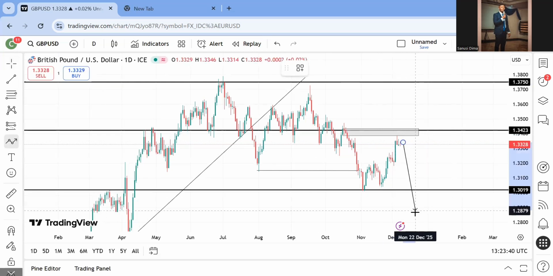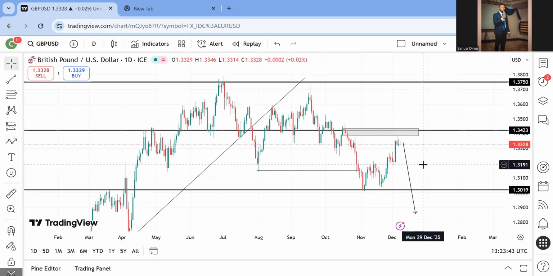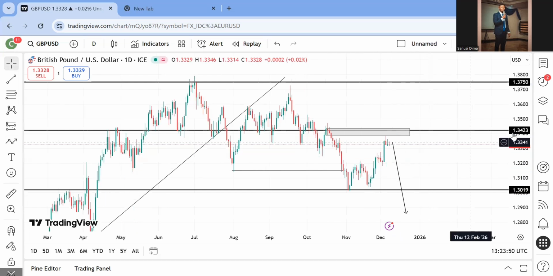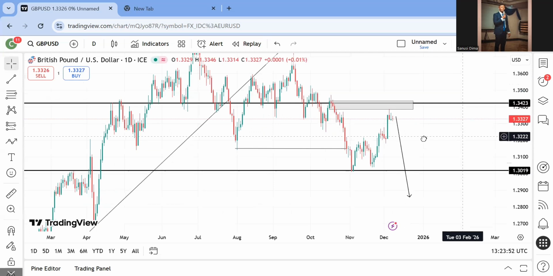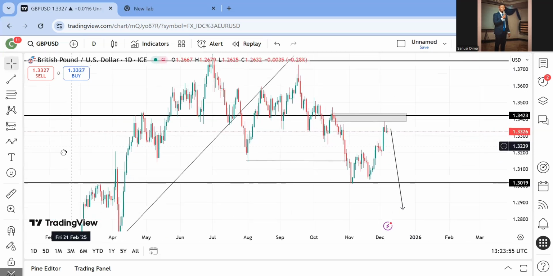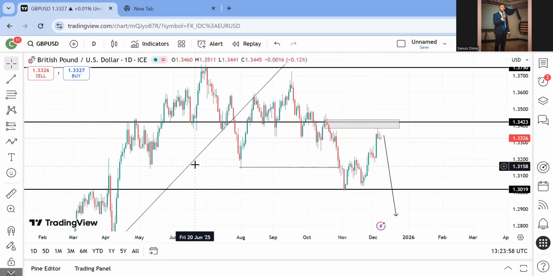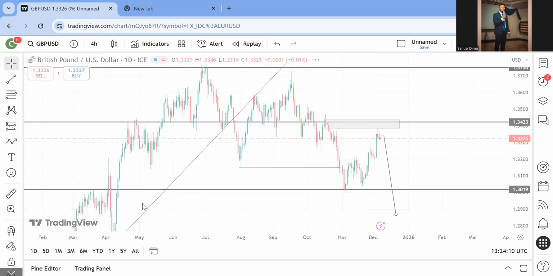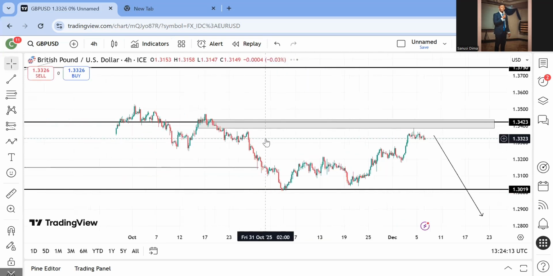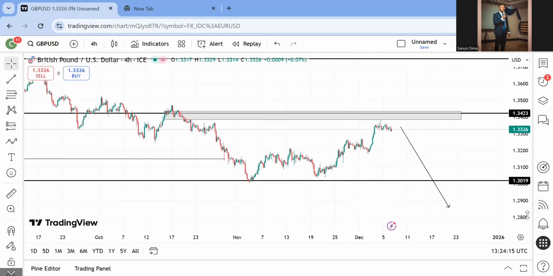this point. However, this is not an entry yet. This is not an entry. I'm going to be waiting for confirmation. I'm going to be waiting for a certain structure to break on the 4-hour time frame. But if you look at it technically, the GBP market is bearish. Price is bearish. So quickly, let's go to 4 hours, where we can now take our entry and then our exit.